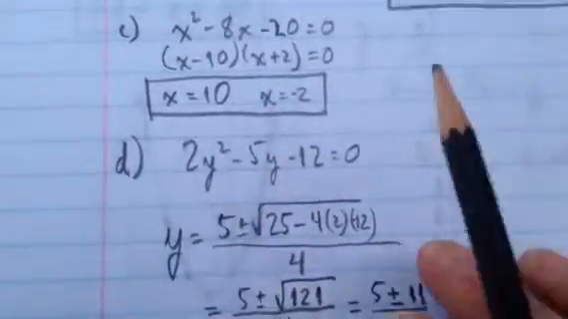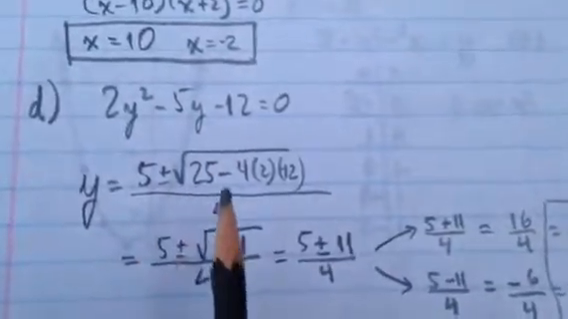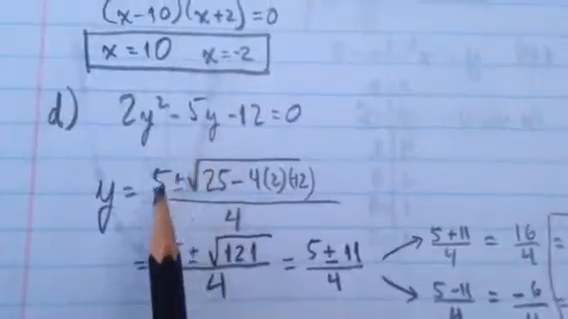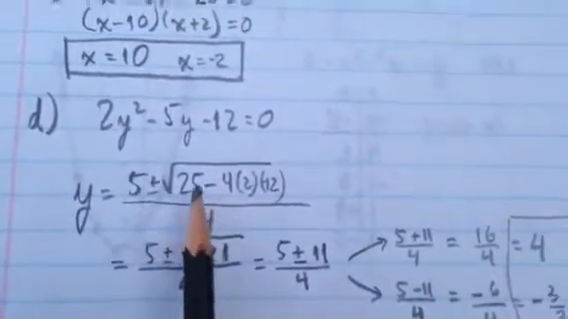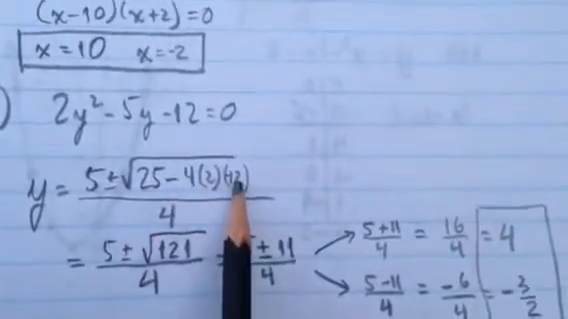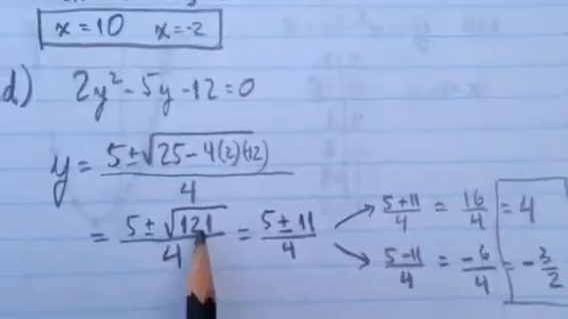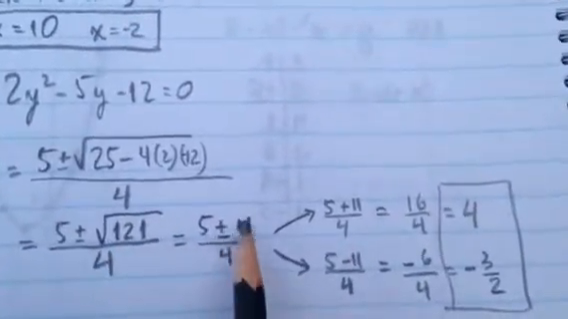The next one does not factor, so 2 of them factored and 2 of them didn't. And so you got this. Again, b is negative in the equation, so that means it's positive in the formula. All right, and so there's b squared minus 4 times a times c. When you do all of that, it equals 121, which does have a perfect square root of 11. So it's 5 plus or minus 11 over 4.